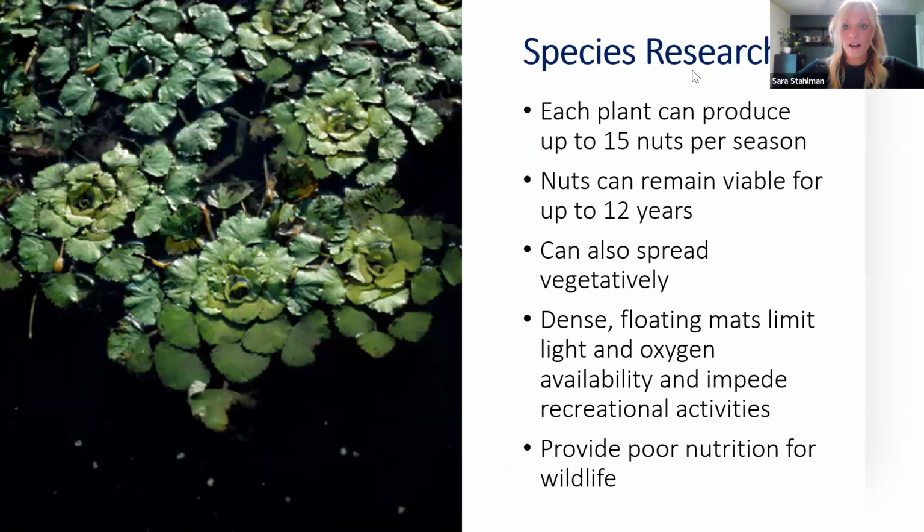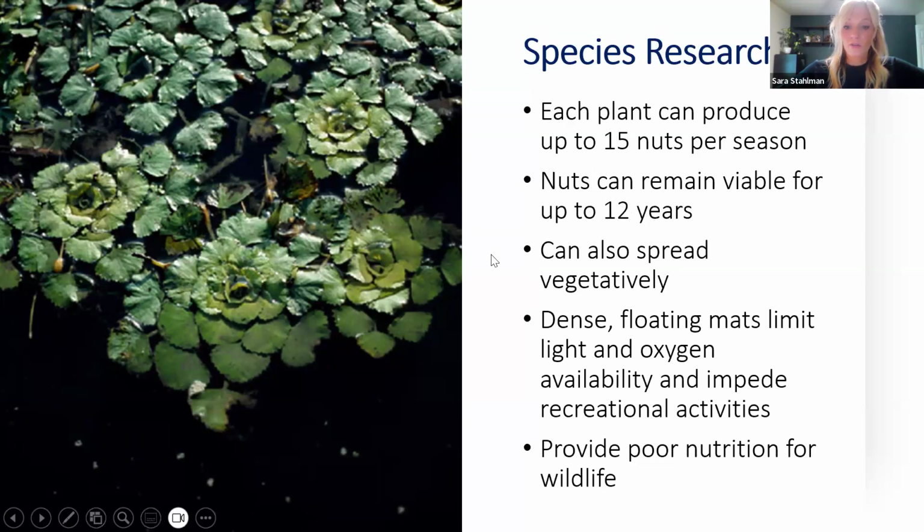So after you verify the identity of your species, you then have to do some background research. And again, this is all content from the app and the field guide. Things like understanding that each of these plants can produce up to 15 nuts per season. So it has this higher reproductive capacity. And not just that, but the nuts can actually remain viable in sediments for up to 12 years.